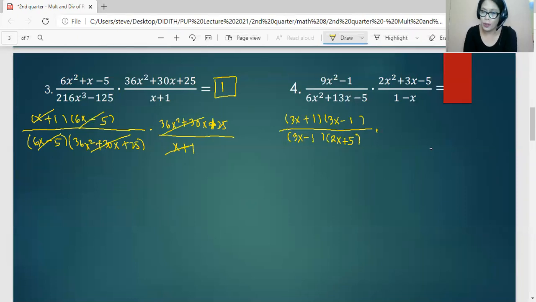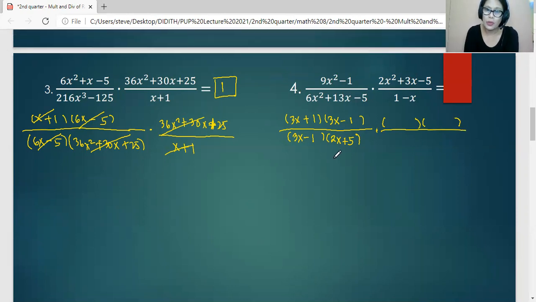Now we have another quadratic trinomial here, and we may consider 2x plus 5 as one of the factors because our goal here is to cancel common factors. So we may consider 2x plus 5 as one of the factors of this quadratic trinomial because 2x is one of the factors of 2x squared and 5 is one of the factors of negative 5. So if one of the factors is 2x plus 5, the other factor should be x minus 1. And we have to verify if the middle term 3x here matches the combination of the OI here. Like 2x times negative 1 is negative 2x, while 5 times x is 5x. So 5x minus 2x is 3x. So these are really the factors of this quadratic trinomial.